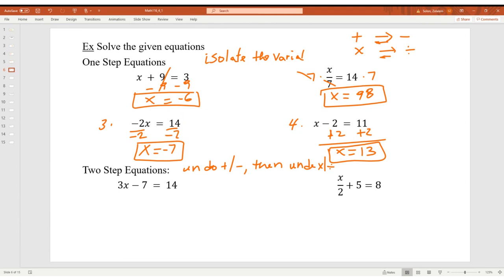If you see the example here, 3x minus 7 equals 14. First, I have to undo subtraction, so I have to do addition. Plus 7 will get rid of the negative 7. So I have 3x equals 21. Now I have to undo multiplication, so I have to do division. I divide both sides by 3. So x equals 7. The steps are just undo addition or subtraction first, then undo multiplication or division.